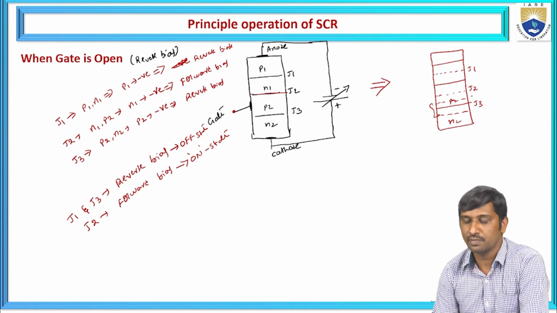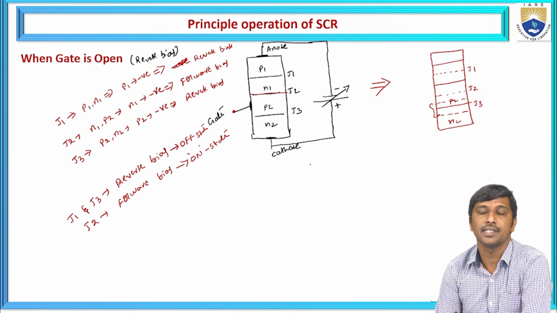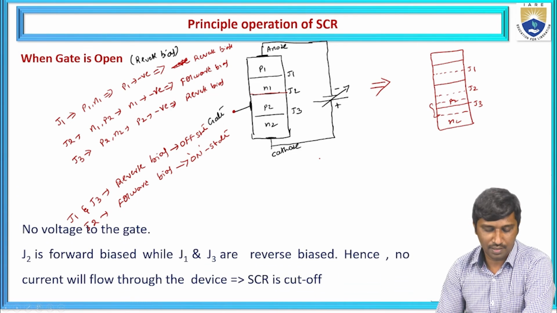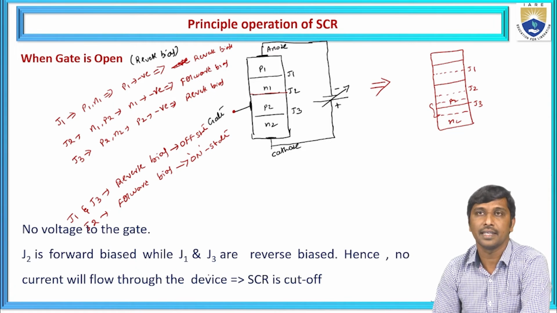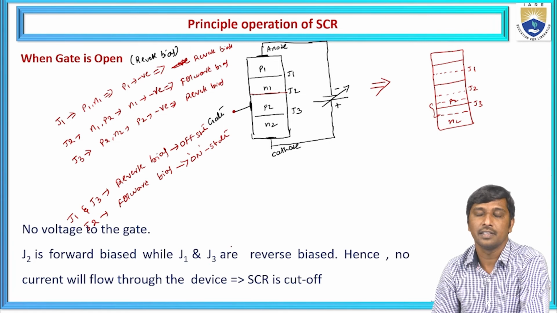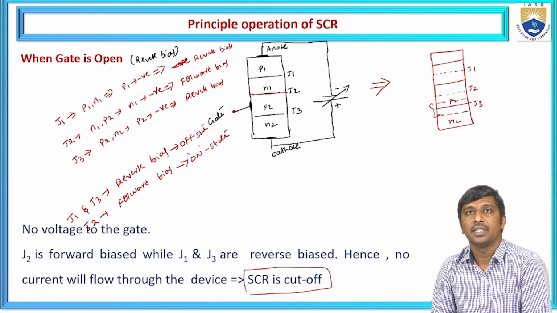If J1 and J3 are reverse biased, there is no movement of anode current from the anode to the cathode. Hence, under this state also, we can state that the SCR acts as in a non-conducting state. So when the gate is open and no voltage is applied to the gate, only J2 is forward biased and the remaining J1 and J3 are reverse biased. Hence, due to this reverse bias of J1 and J3, there is no movement of the charge carriers from the cathode to anode, and there is no conduction from anode to the cathode. Hence, the state is also represented as the cutoff state.